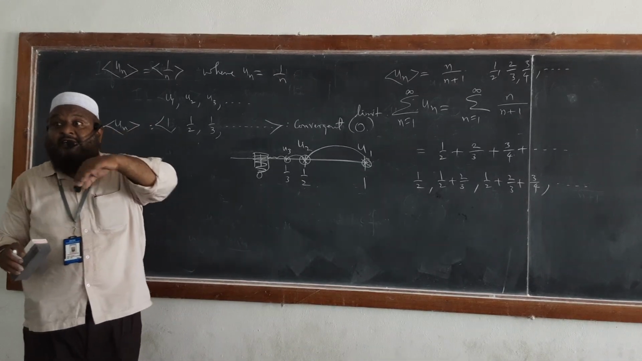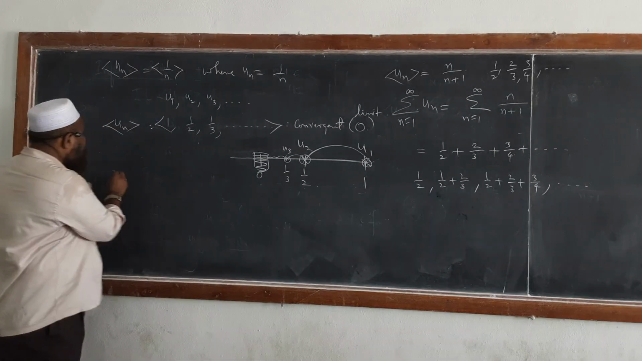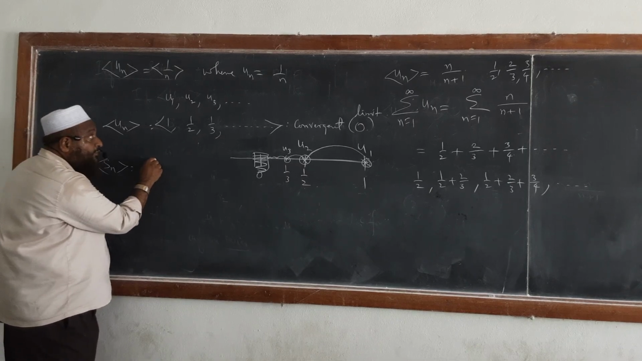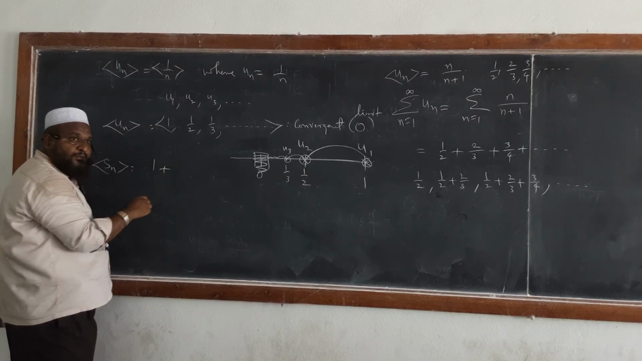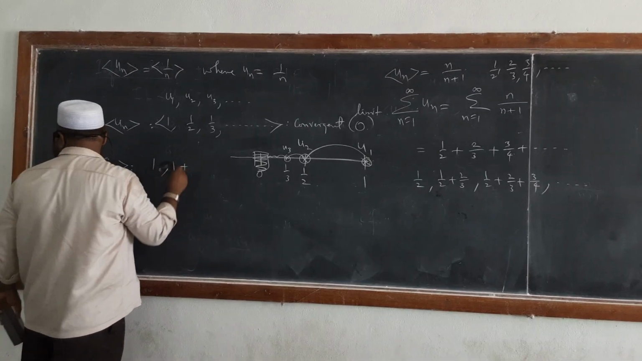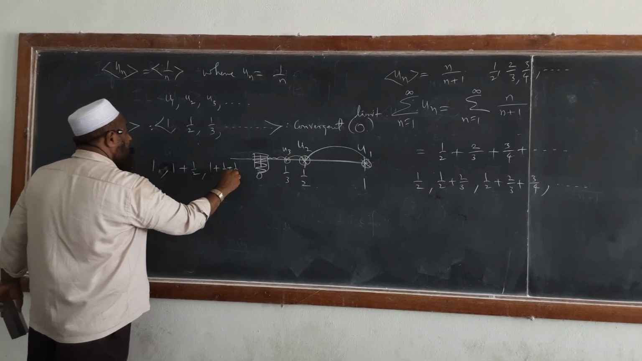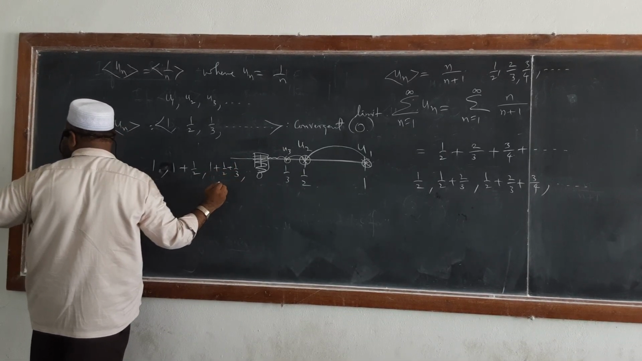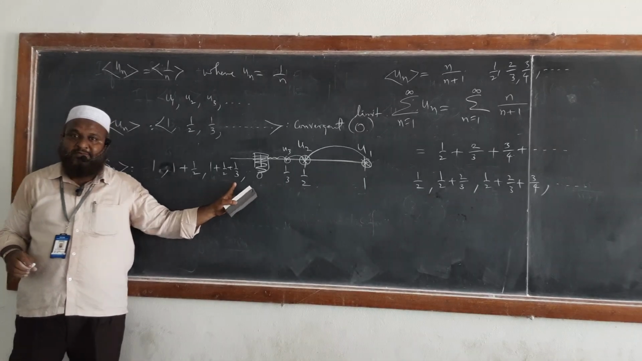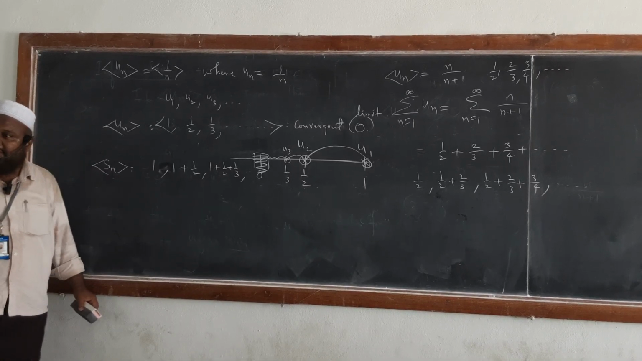But if you look at the sequence of partial sums, there is a very different situation. So what is Sn now? Better, it is S1, and S2 is how much? 1 plus 1 by 2. So 1, comma, 1 plus 1 by 2, comma, 1 plus 1 by 2 plus 1 by 3, and so on. So what is the first term of the sequence? 1.